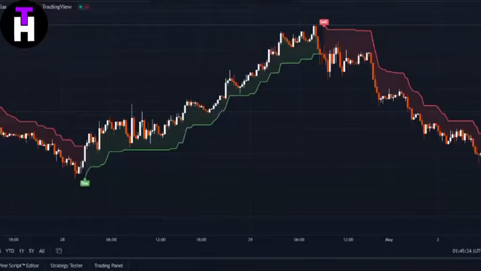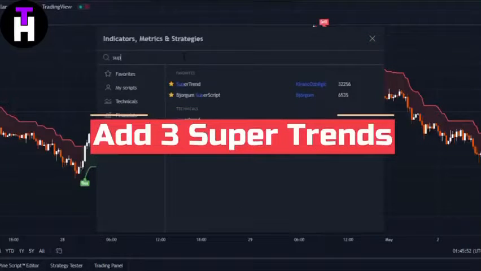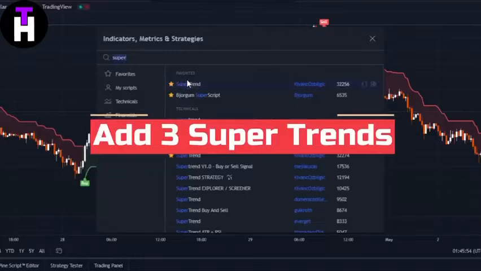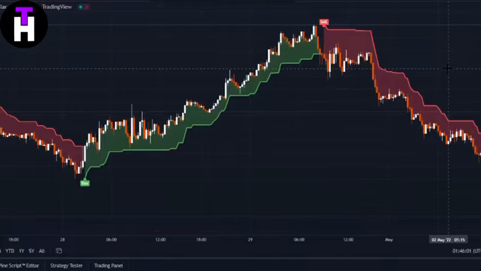Our second strategy is a little more complicated than the first strategy that I explained in my other video, but it is more profitable according to my experience. This time, we are going to add 3 Super Trend indicators on our chart. I know the chart looks like a mess right now, but don't worry, we will take care of that in a second. We will make some adjustments before starting to trade.